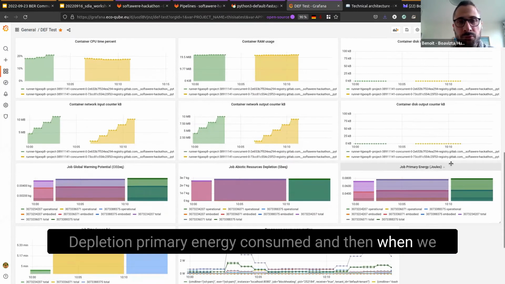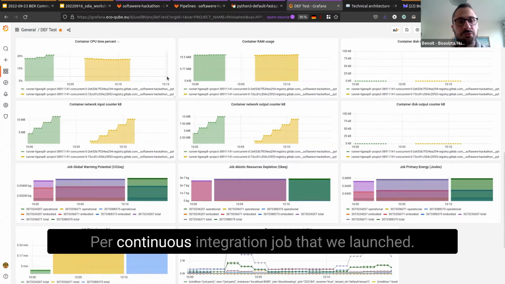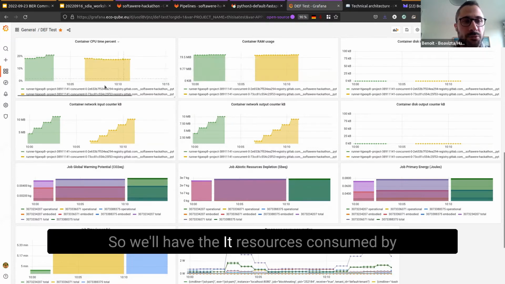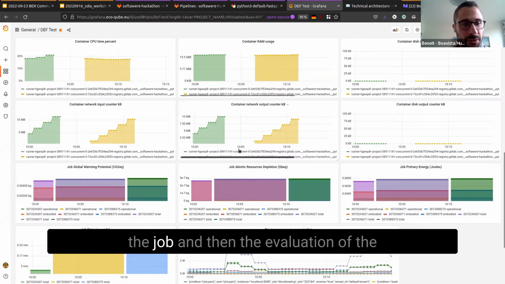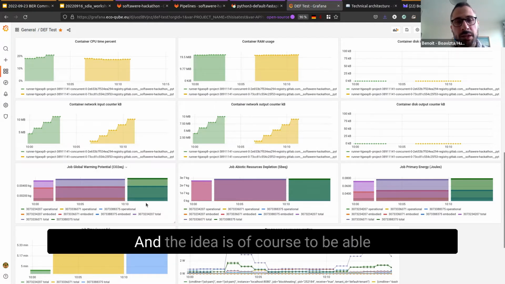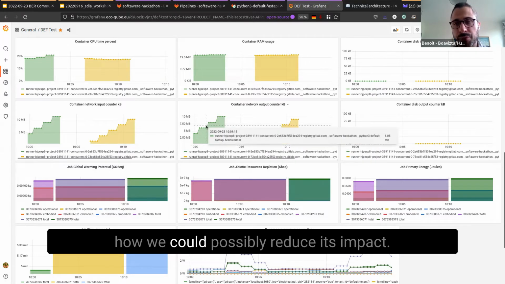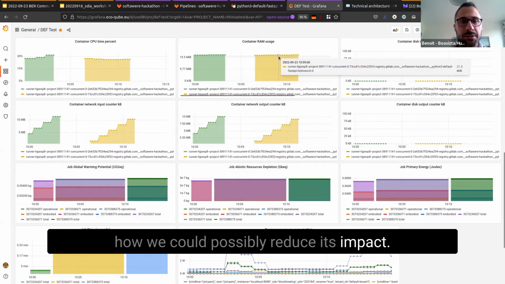And then when we go down, we have impacts per job, per continuous integration job that we launched. So we'll have the IT resources consumed by the job, and then the evaluation of the impacts, splitting operational and embodied impacts. And the idea is, of course, to be able to dig deeper into how the application behaves and how we could possibly reduce its impact.